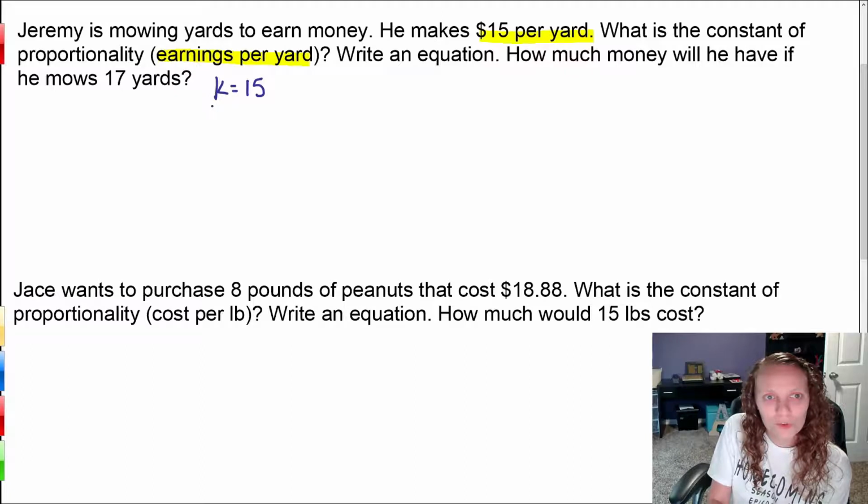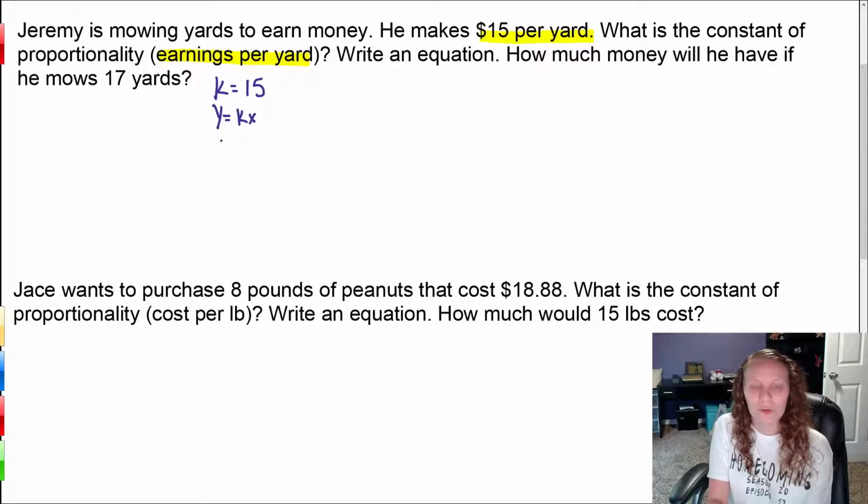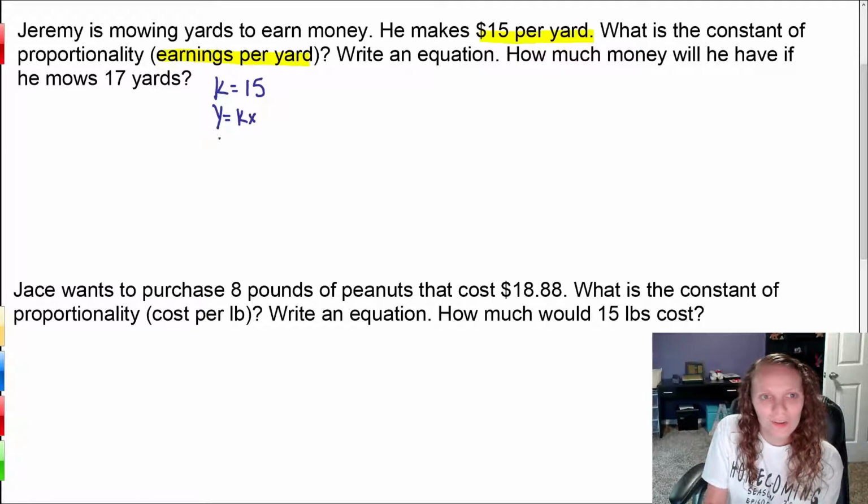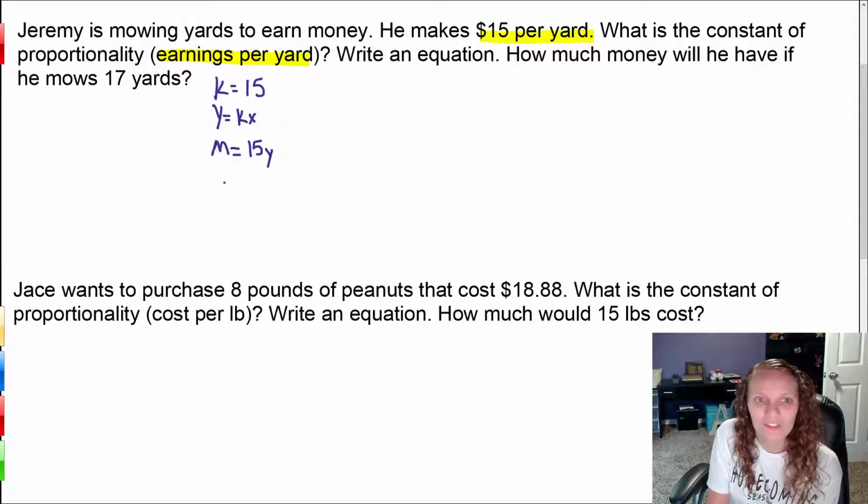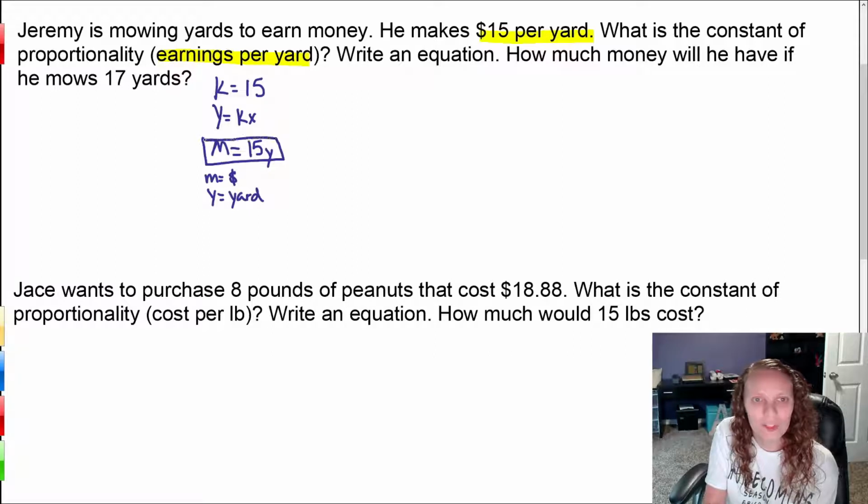So remember, our general format is y equals kx. Y is a variable, x is a variable, k is the constant. And you know what? I'm going to change up these variables, and since he's earning money, instead of y, I'm going to use m for total money. So his money is equal to $15 per yard. I'm going to use the letter y for yard. So m stands for money and y stands for yard. So here's our equation, $15 per yard.